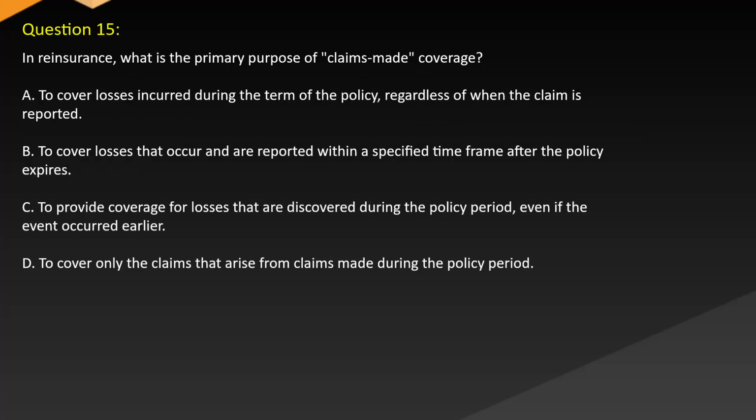Question 15. In reinsurance, what is the primary purpose of claims-made coverage? A. To cover losses incurred during the term of the policy regardless of when the claim is reported. B. To cover losses that occur and are reported within a specified time frame after the policy expires. C. To provide coverage for losses that are discovered during the policy period even if the event occurred earlier. D. To cover only the claims that arise from claims made during the policy period.